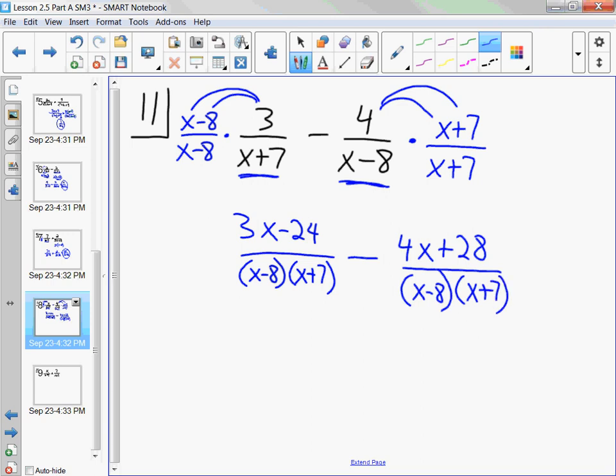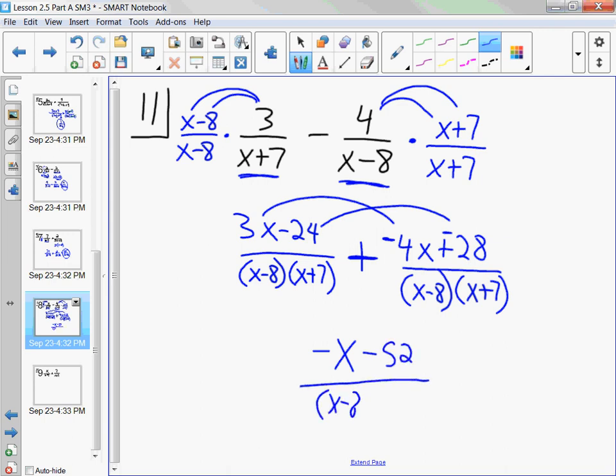This has common denominators now, so I can combine like terms on the top. Now keep in mind I'm subtracting, so we can change the subtraction problem to an addition problem by making that a plus and changing the signs to make that a negative 4x and this a negative 28. And then we combine like terms. 3x plus a negative 4x makes negative x, and negative 24 plus a negative 28, that's going to make a negative, what, 52? All over x minus 8 times x plus 7. And none of those cancel, so that's your answer.